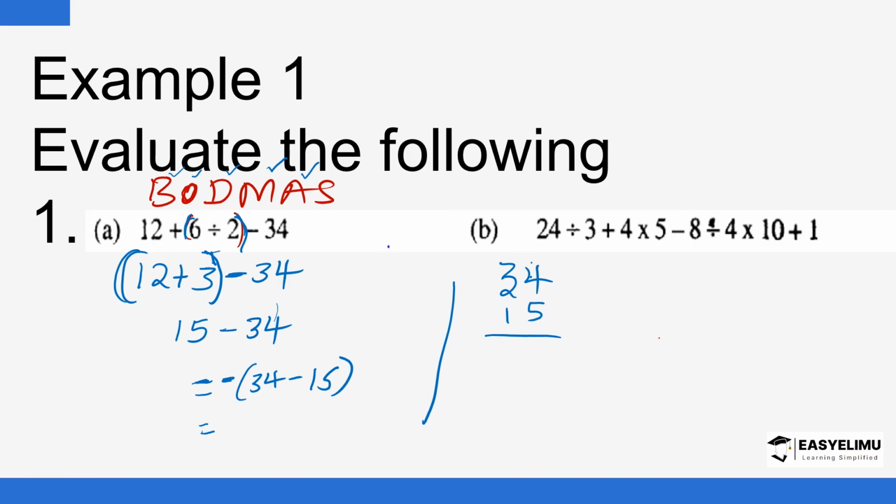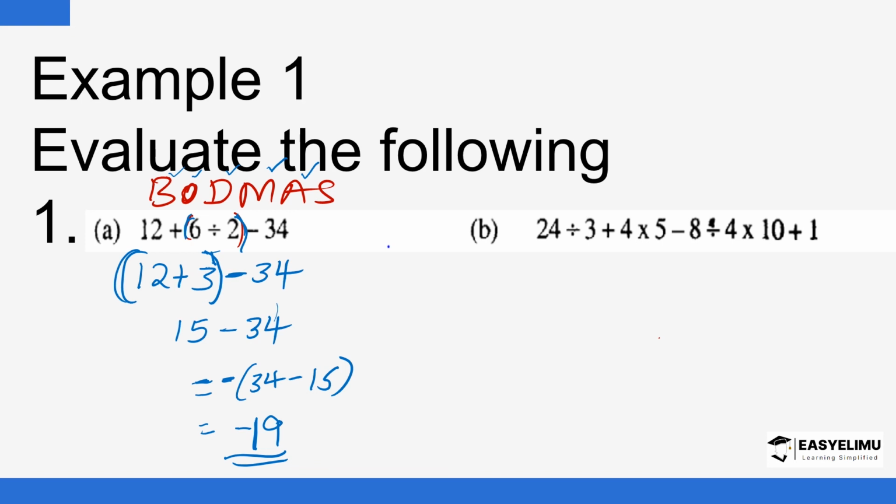So you borrow 1 from 3 to make this 14. 14 minus 5 is 9. This one we borrowed from 3, it remained 2, and 2 minus 1 is now 1. So the answer here is going to be negative 19 as the correct answer. So please take note, if you're subtracting a larger number from a smaller number, then the answer is going to be negative.